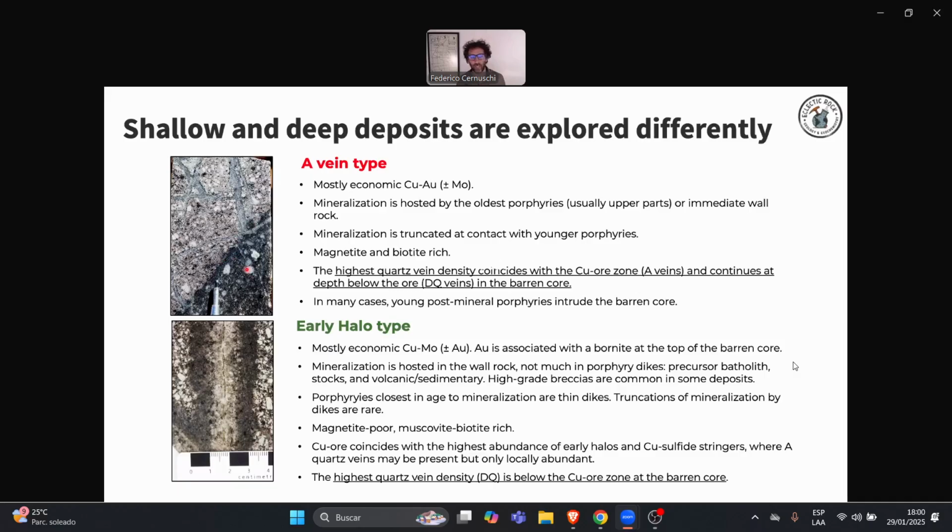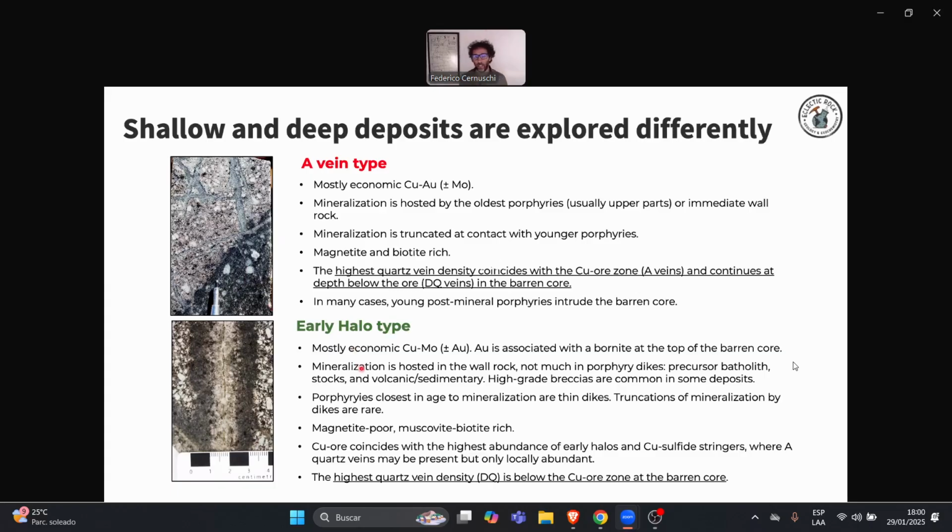So the effort of trying to find the early porphyry is really important and crucial. They're also magnetite and biotite rich, so geophysics, magnetics are going to behave in one way. Early halo type porphyries are pretty different. They are copper moly rich and they have little gold.